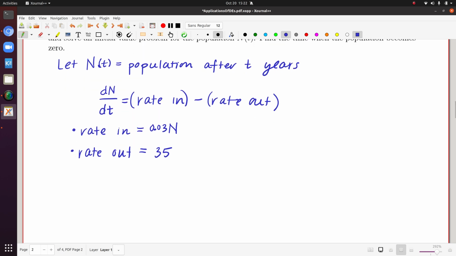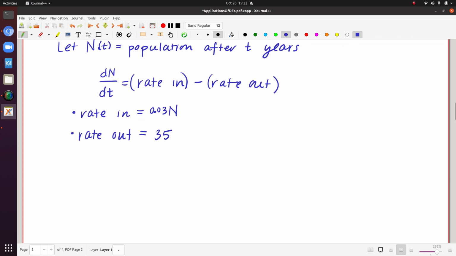Now, putting these two bullet points together with my general expression above, this tells me then that dn dt is the rate in minus the rate out. So this is the equation we want to solve. Now, this is separable. Don't be thrown by the minus sign. And the reason it's separable is that the entire right-hand side is a function of n. So I could view that as that times 1. So thinking of like the function of t being 1 here.